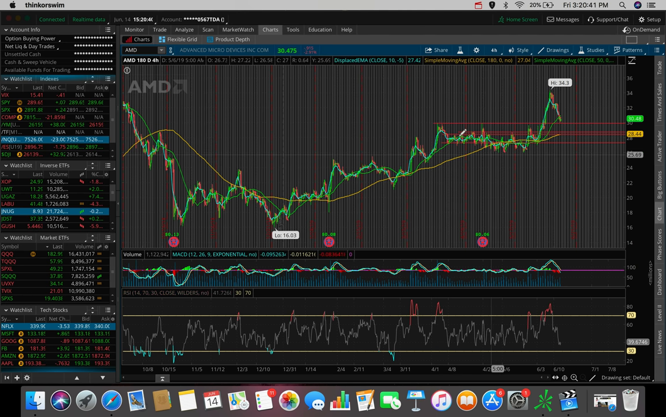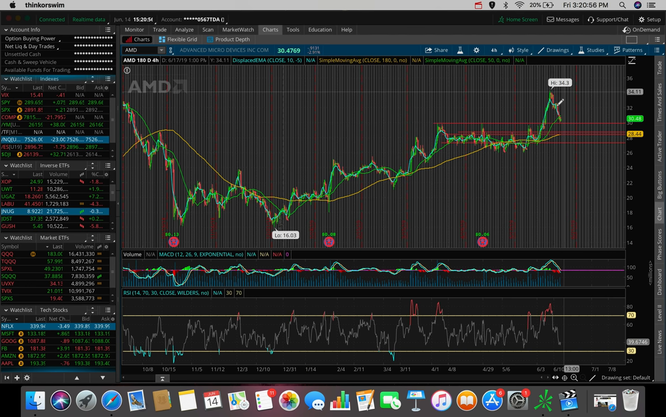The RSI got brought down. The 30 level was a resistance for quite some time. We broke out of it, making it a new support. So this opened up now about 13% margin of profit on AMD. This is looking very good heading into next week, guys.